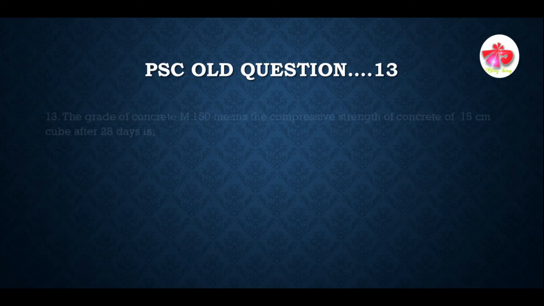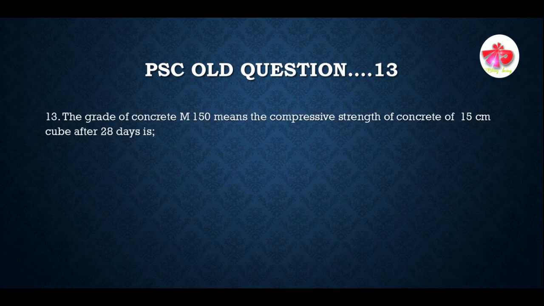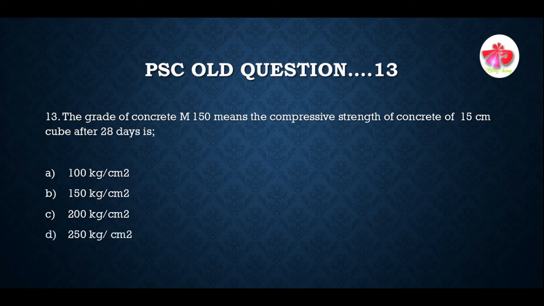The question number 13: the grade of the concrete M15 means the compressive strength of concrete of 15 cm cube after 28 days is what? Option A is 100 kg per centimeter square, option B is 150 kg per centimeter square, option C is 200 kg per centimeter square, and option D is 250 kg per centimeter square. And friends, the correct answer is 150 kg per centimeter square, that is 15 Newton per mm square.